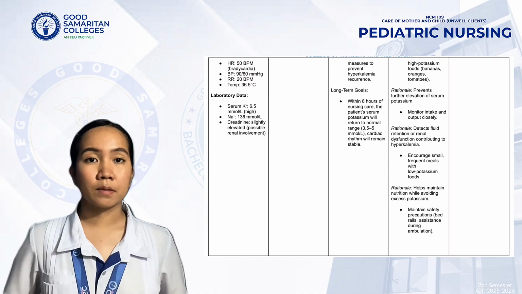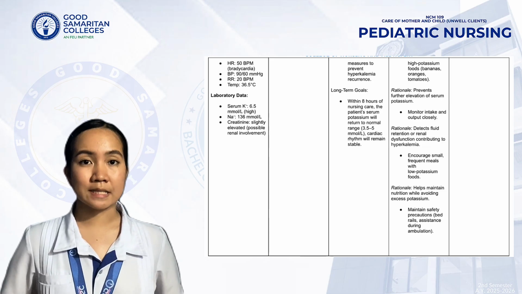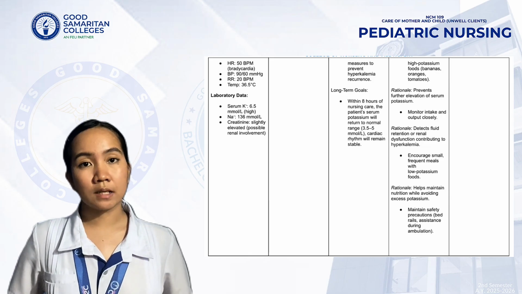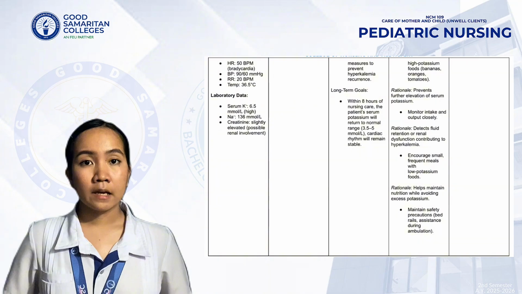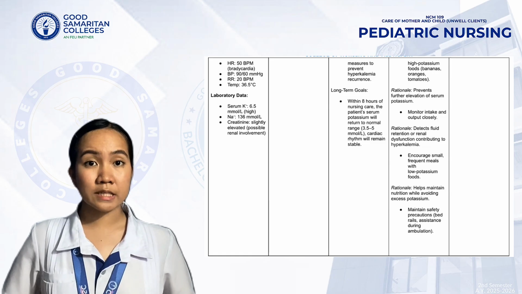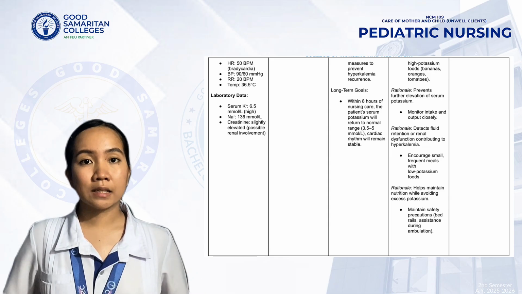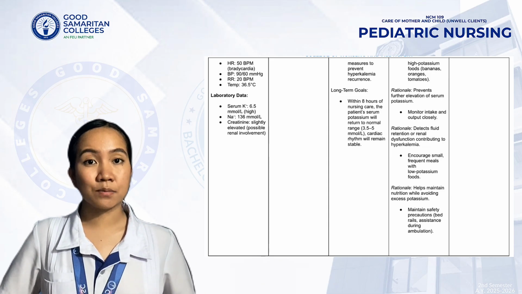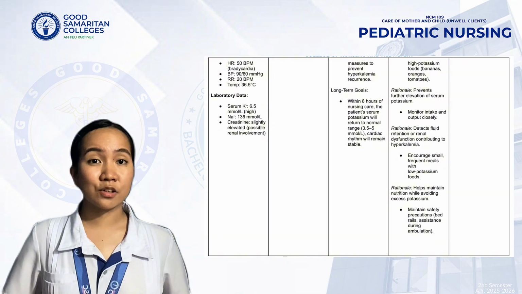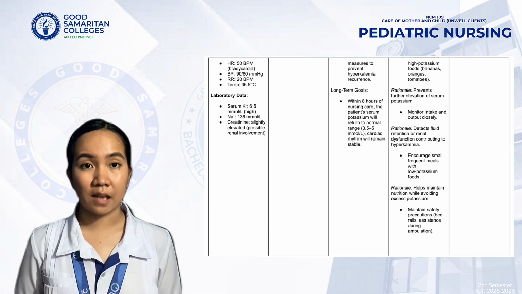So, for vital signs, ang heart rate niya is 50 beats per minute, which is bradycardia. Blood pressure is 90/60, respiratory rate is 20, temperature is 36.5 degrees Celsius. And for the laboratory results naman, serum potassium niya is 6.5 millimoles per liter, which is mataas. Sodium is 136 millimoles per liter, and the creatinine is slightly elevated, suggesting possible kidney involvement. So additional lang po, these findings indicate electrolyte imbalance. Specifically, mataas ang potassium level, which can affect the muscles and the heart.